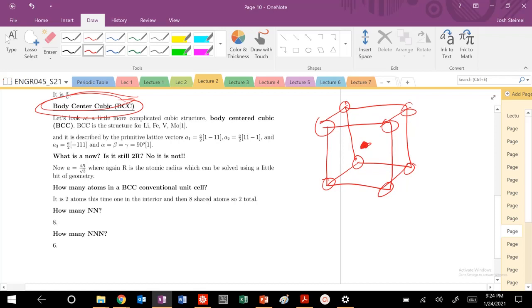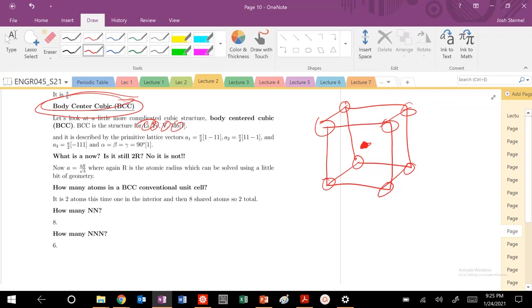So that's it. Body-centered cubic is a very popular structure: lithium, iron, vanadium, molybdenum. Lots of alloys that you use to alloy metals with. We can assign our vectors here in a second, but it'd be useful to look at the structure of this material.